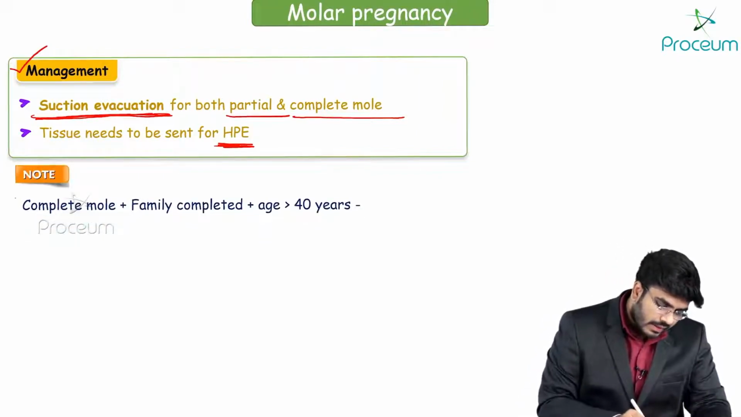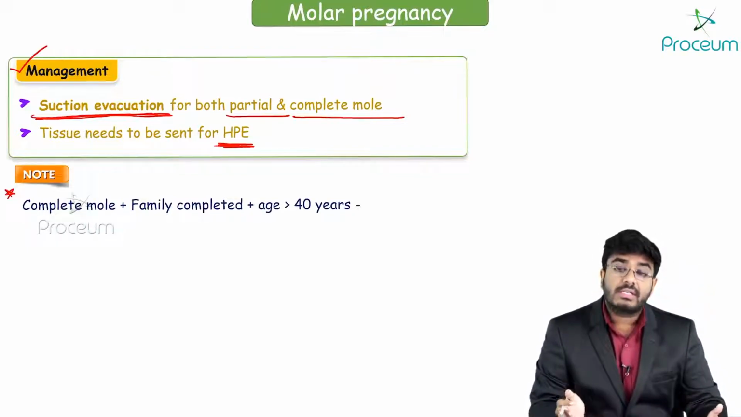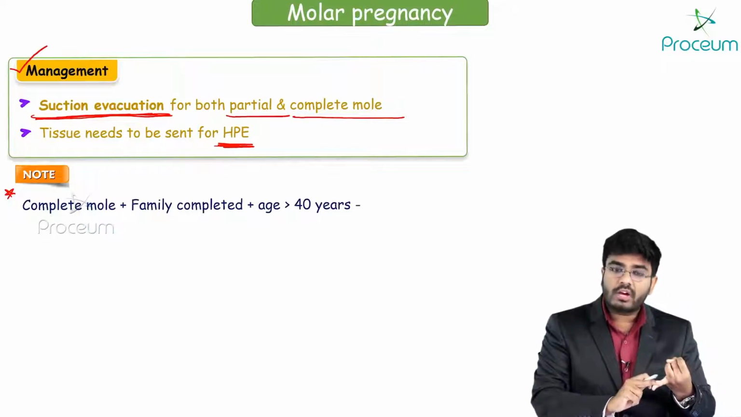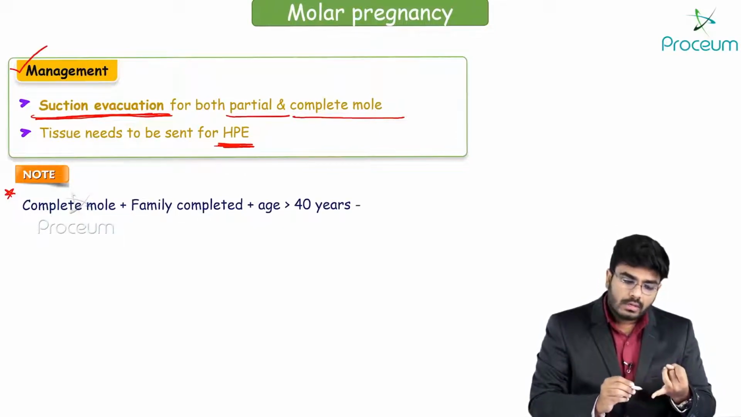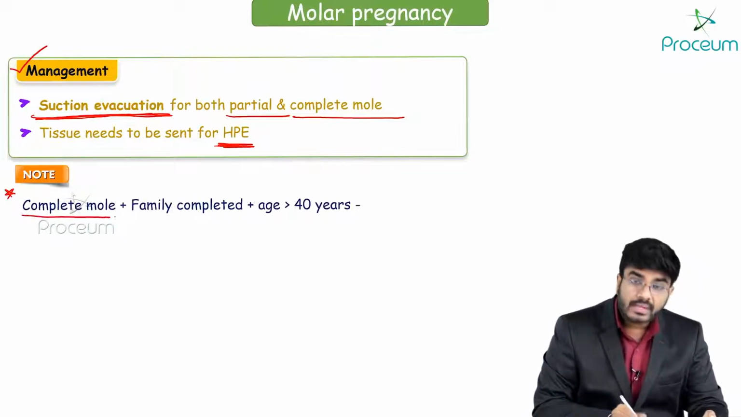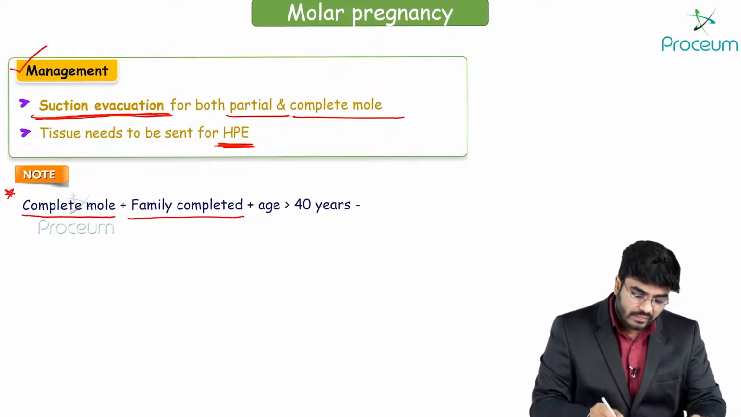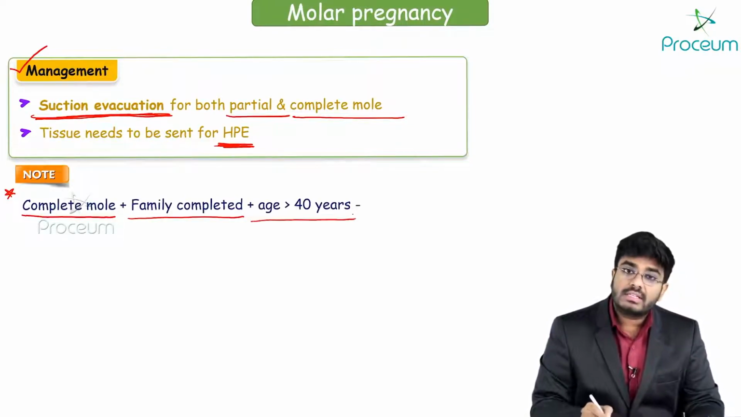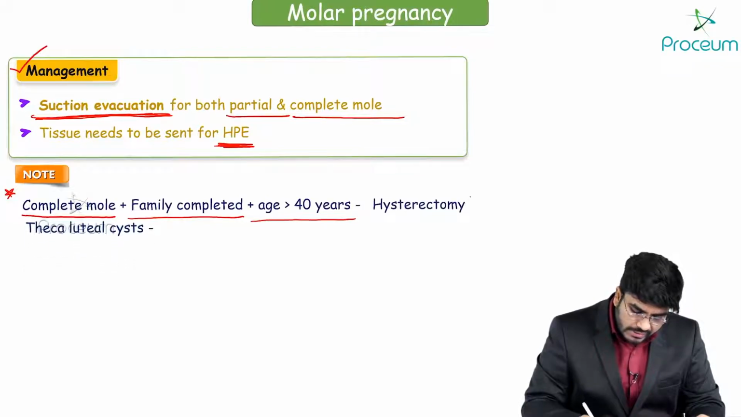Now see, there is one condition where you are going to do the hysterectomy. In which condition, sir? See, it's a complete mole. There is a lot of chance that it can turn into cancer. So complete mole, and the female's age is more than 40 years and her family is completed. Okay, if they mention complete mole with the family completed and her age more than 40 years, in this condition you are going to choose the hysterectomy. Okay, hysterectomy.